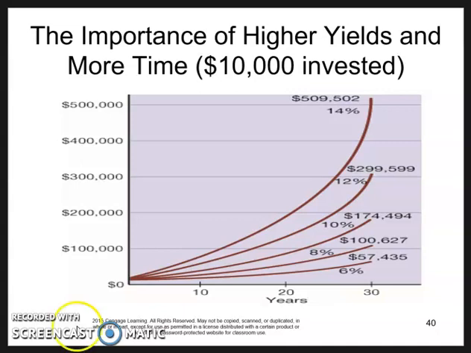Okay, so the importance of yield and time with regard to investment. This table shows the example. We've got a $10,000 investment. The y-axis is the amount that it grows to, and the x-axis is the number of years.